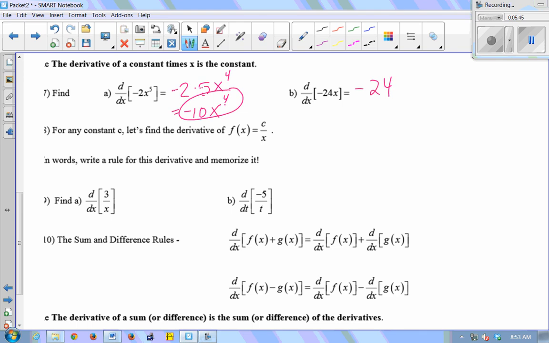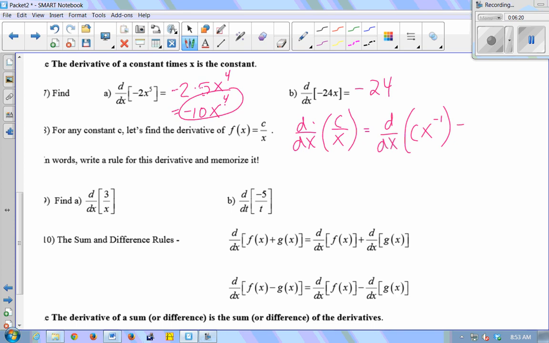All right, so for any constant c, I want to find the derivative of c over x. So I want to find d/dx of c over x. How could I rewrite c over x so that I could apply the power rule to it? c times x to the negative 1. Good. Just a rule of negative exponents.